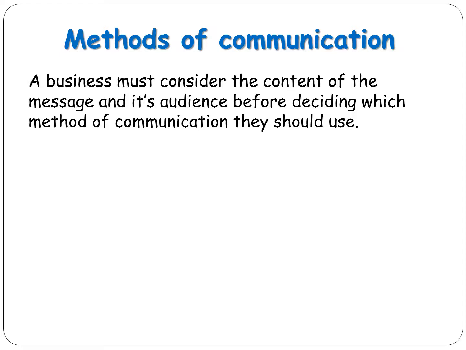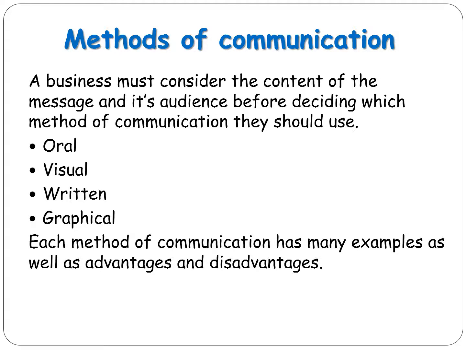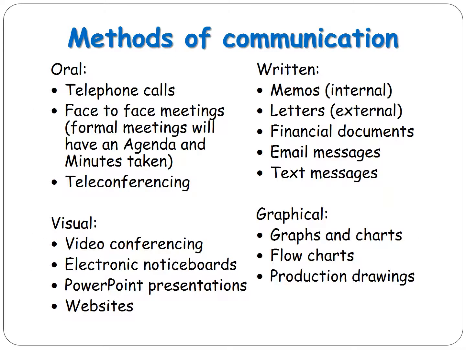So, some examples of methods of communication. You could have oral communication or verbal communication, which is the same thing. You could have visual communication, written communication. Written communication also means it could be typed. And graphical communication. It says each method of communication has many examples as well as advantages and disadvantages. So we're going to have a look at some of those examples now.